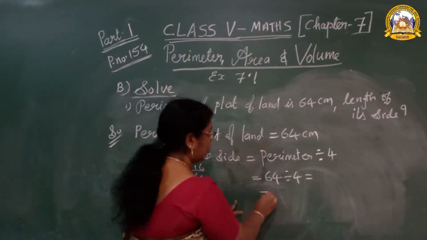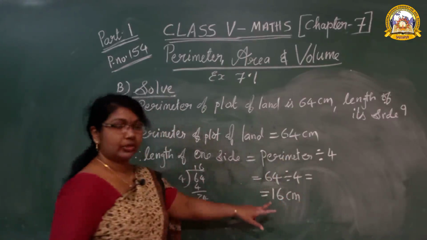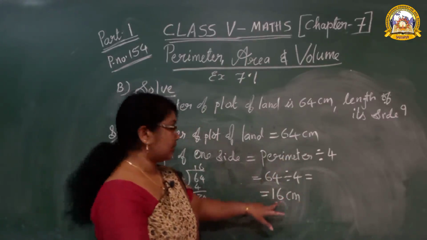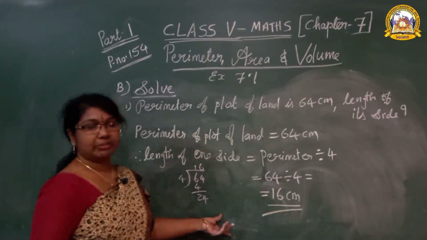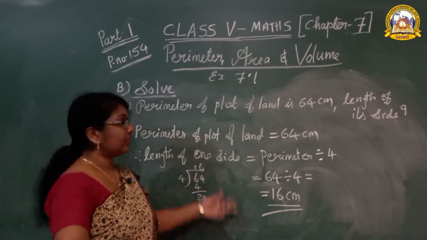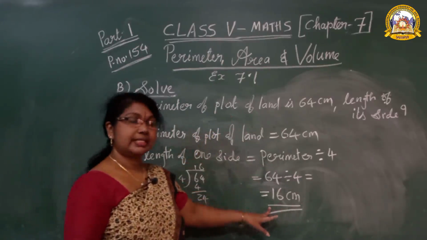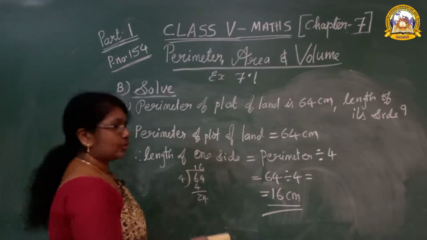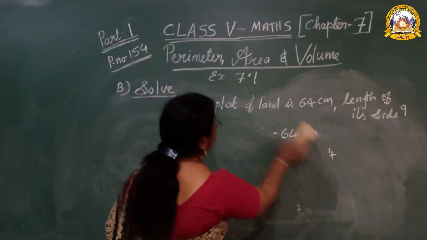What is the length of its one side? 16 centimeter. I told you, don't forget to write the units. What is the measure of one side, students? 16 centimeter. Now the plot perimeter is given and one side is 16 centimeter. Now see question number 2.